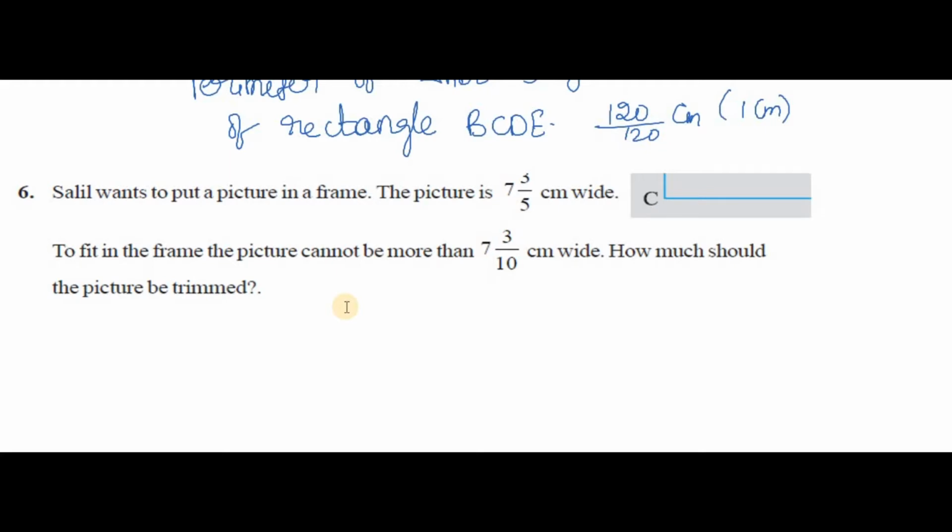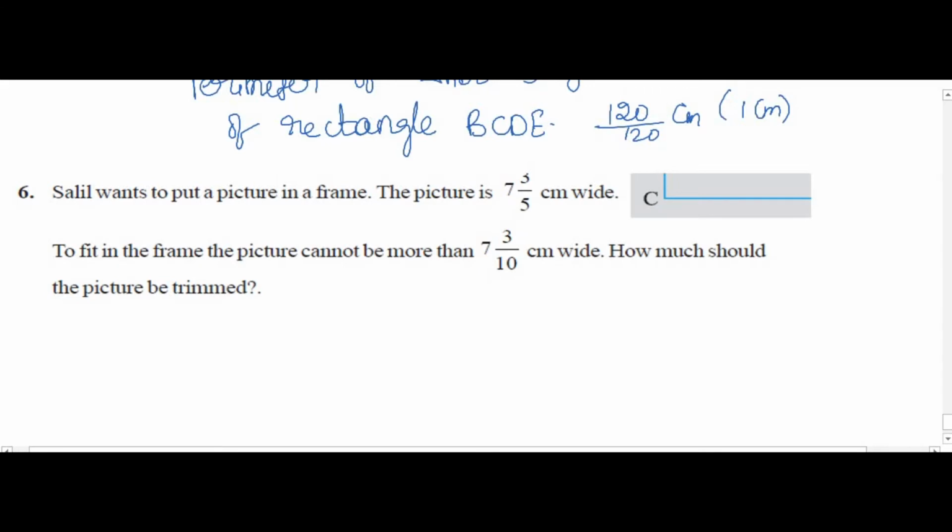So frame is nothing but, of course, you all know that in your houses we have photos and frames. So that's what they are trying to keep. First of all, we have to take one photo and then we have to try to keep the photo in a frame, right? So that's what this boy is also doing. They are giving the size of the picture and the size of the frame. And now finally they are asking us how much the picture is to be trimmed. So how much more cannot be more than this. So automatically we can go for subtraction, right?